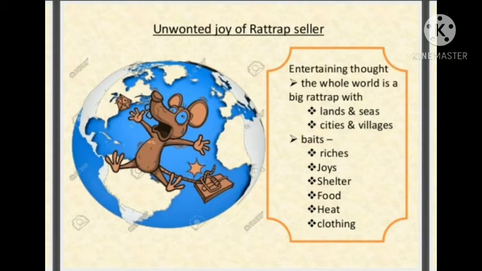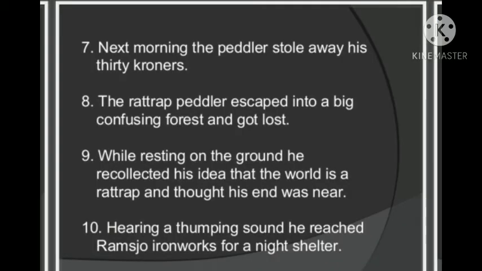After about half an hour, the rat trap seller returned to the cottage. He broke the window pane where the pouch hung. He took away the money, kept it in his pocket, put the pouch back at its place, and walked off. The peddler was quite happy as he had money in his pocket.